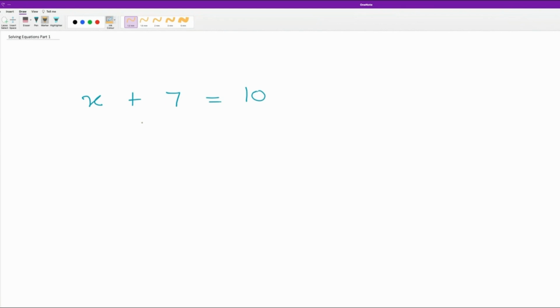The opposite of plus 7 is to minus 7 from both sides. In that way, we will have a plus 7 and a minus 7 that will cancel out. And on the other side, we will have x is equal to 10 minus 7. And from here, we can see that x will equal 3. And that is the full working out of how to solve equations with addition. Let's do another one for addition.